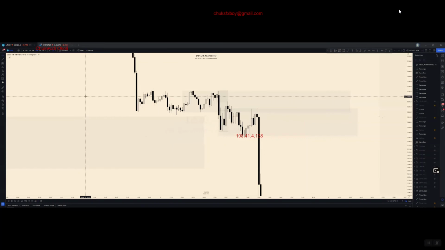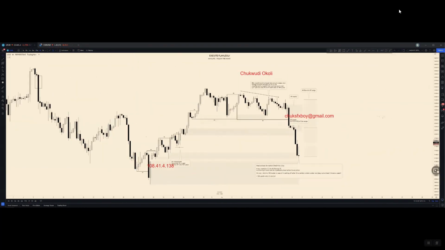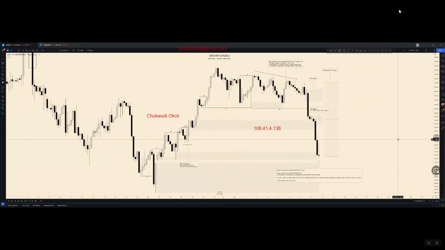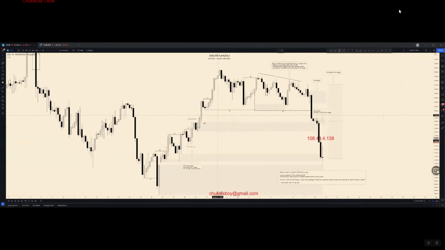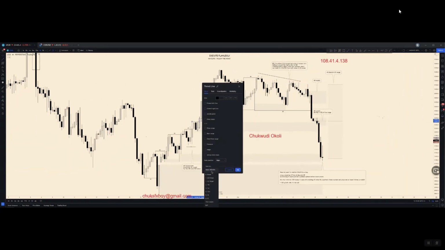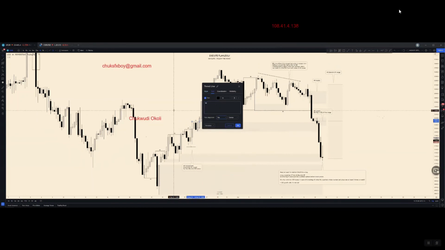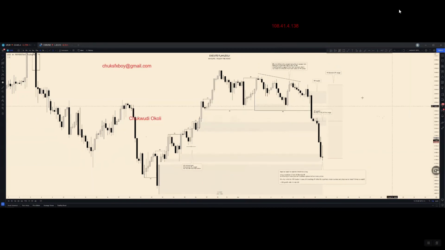I have a question about 4H order flow. Yeah, sure. Right there, would that be considered a range? Yeah, I've not marked it. Oh yeah, I think I deleted it. Well, that is a range. Okay, makes sense. Perfect. That's a range, yeah.